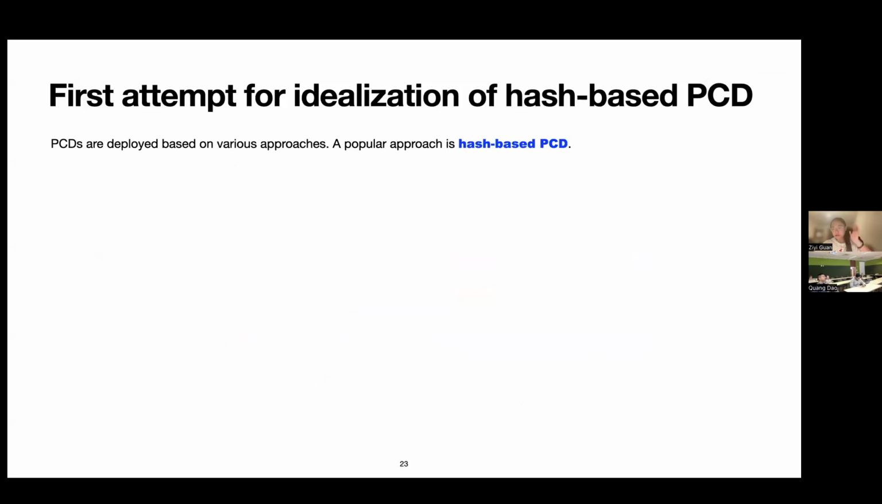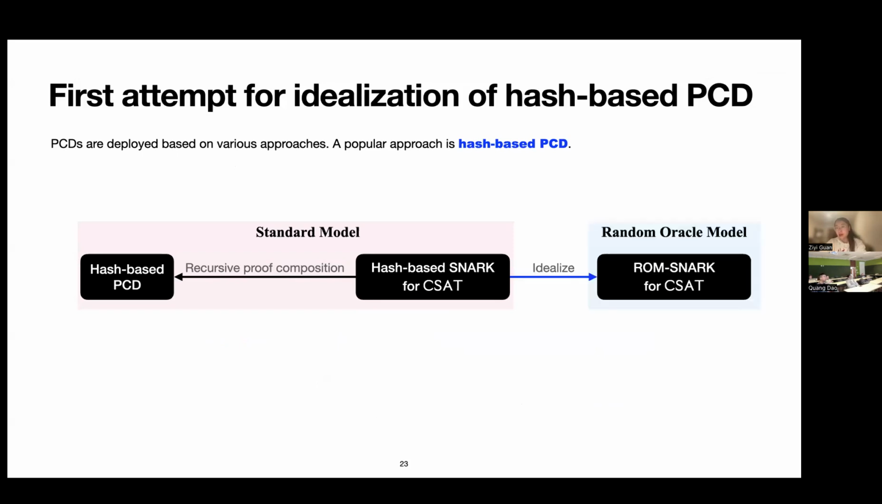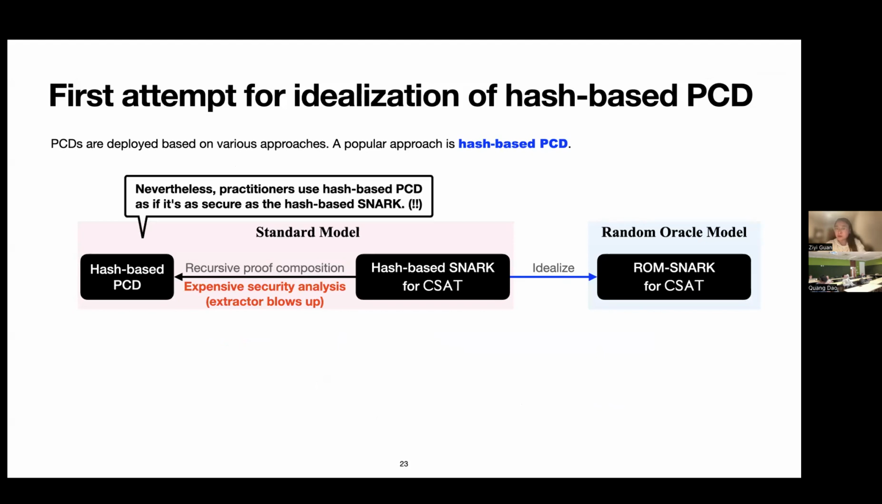Okay, I'll try to finish in 2 minutes. So we want to do something similar to set parameters for hash-based PCD. In the standard model, we consider hash-based PCD, which is achieved by a hash-based SNARK and recursive proof composition. And we have this idealization of the hash-based SNARK in the random oracle model. But then the issue is what we mentioned before. This analysis is very, very expensive. The extractor size blows up.